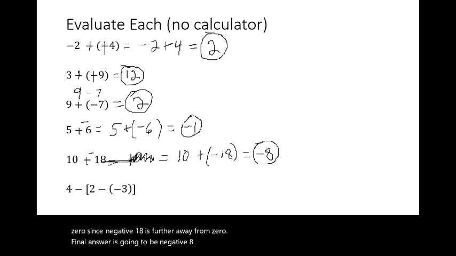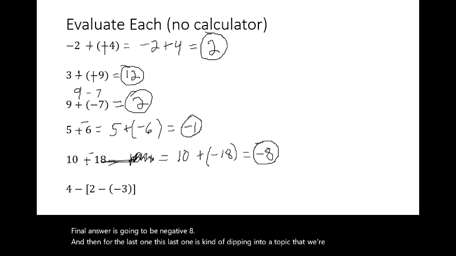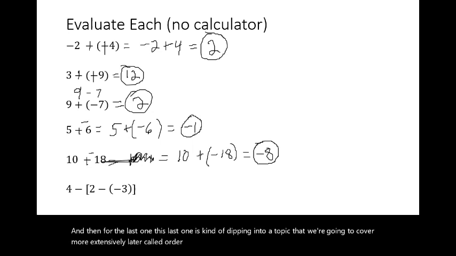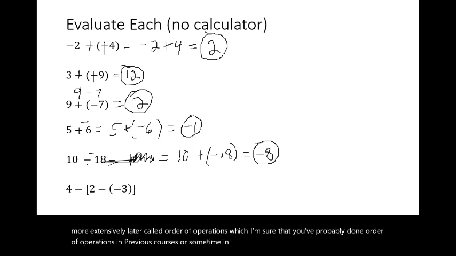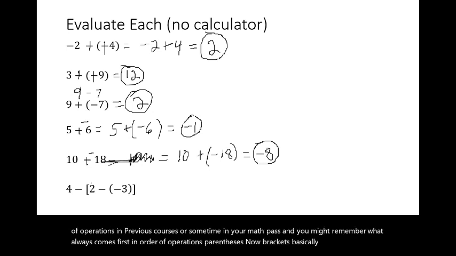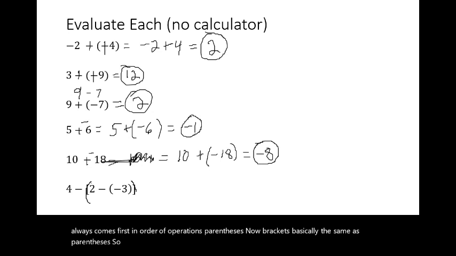And then for the last one, this last one is kind of dipping into a topic that we're going to cover more extensively later called order of operations, which I'm sure you've probably done in previous courses or sometime in your math past, and you might remember what always comes first in order of operations: parentheses. Now, brackets are basically the same as parentheses.